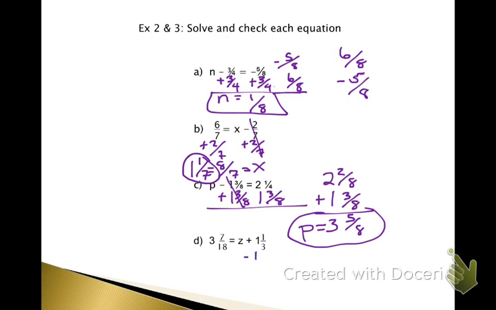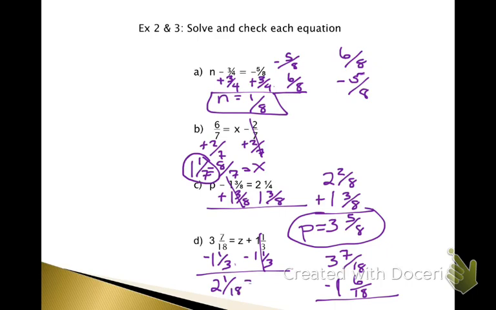D, I'm going to subtract 1 1/3. That would be 3 7/18. 18ths is going to be the common denominator, and this is going to be -1. I'm going to multiply by 6. So it's going to be 18, 6. So 3 minus 1 is 2. I'm putting it underneath the answer this time. And 7 minus 6 is 1, and leave 18 equals Z.